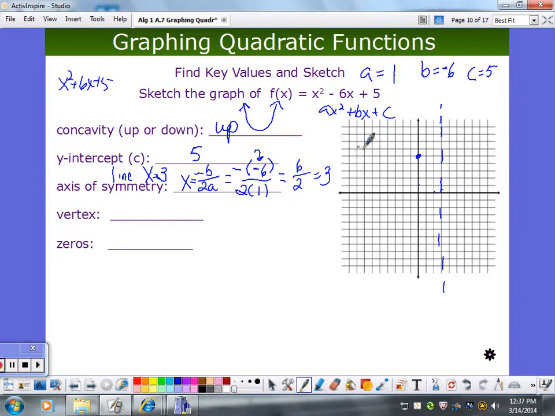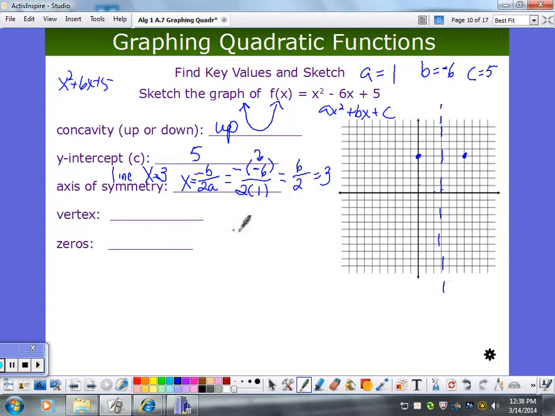Now I've got symmetry, right? And I got 1 point on this side. So if I fold the paper here, what am I going to see on the other side? A matching point. So this one's 3 away. This one's also going to be 3 away. I got 2 points now.